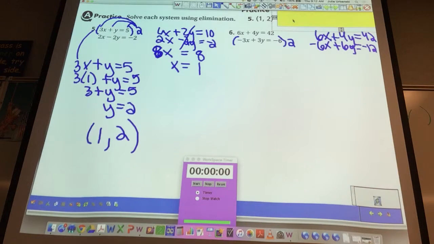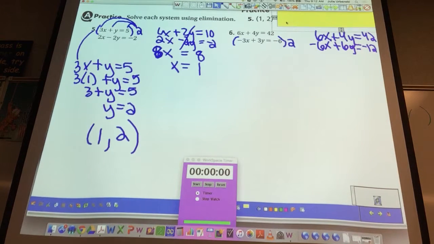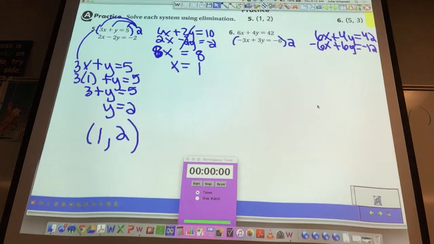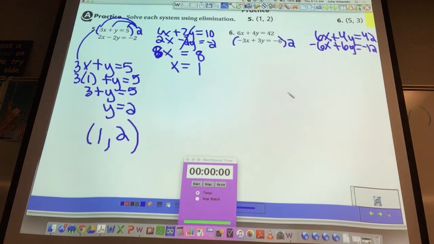Wait, 5, 6. I heard 5, 3 and I heard 6, 3. Did you plug it in and check it? It's 6, 3. 5 is the y? 6, what? How? I got 3. I got 5, 3. Yay! Oh, 30 plus 12 is negative. I heard both of those. I thought for sure people plugged it in with the 6, 3. I did. I did 5, 3. I got 3. Did you plug it in too?